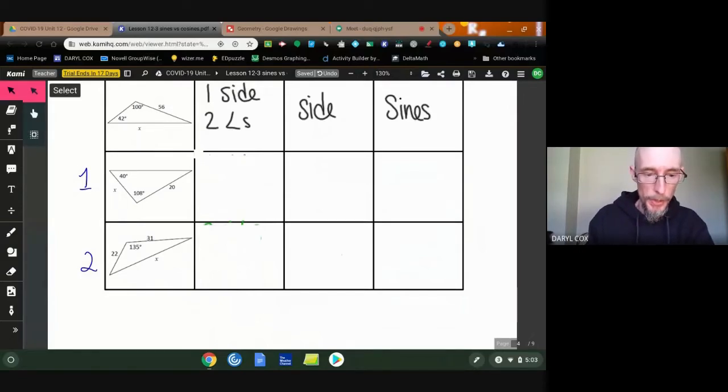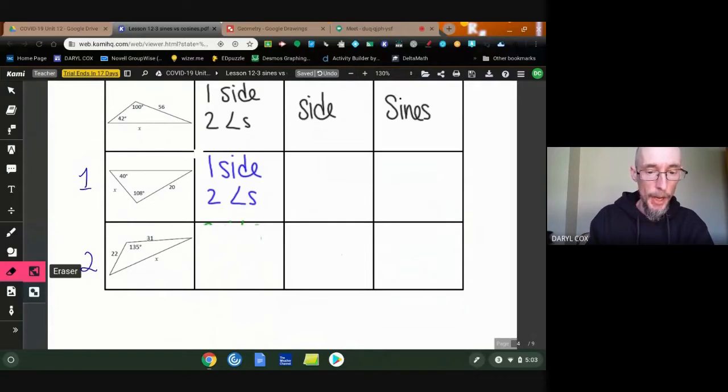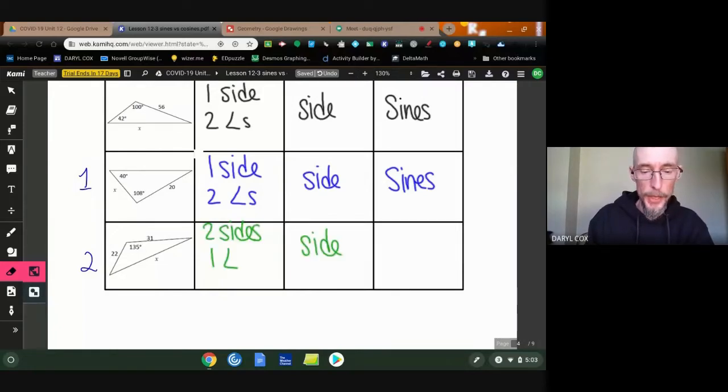So on the first one, I know 2 angles and 1 side. I'm looking for 1 side, so that's 2 sides, 2 angles. That's the law of sines. The next one, I know 2 sides and 1 angle. I'm looking for 1 side, so it's 3 sides and an angle. Law of cosines. Fantastic. This is all we're trying to figure out.